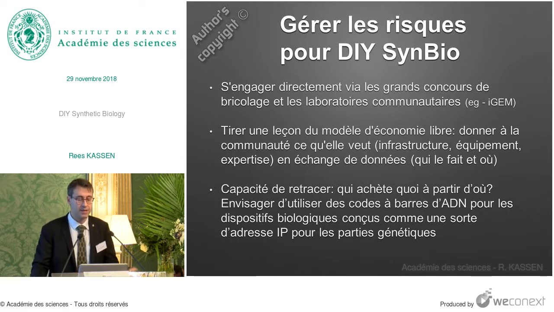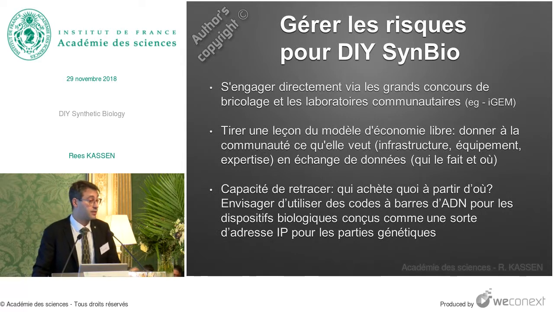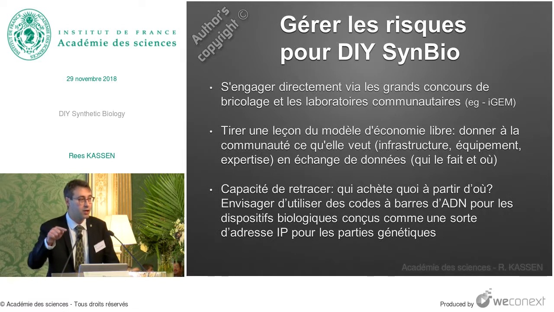But here's some thinking, just 3 thoughts that I've come up with over the last few years of thinking about this. One is engage directly with community labs and the iGEM competitions and others. And in fact, the FBI in the United States has already done this. They've assigned one of their agents to be responsible for synthetic biology, and he basically goes around and just makes friends. He's not there to do anything else other than just figure out who's there, and to make sure that they know that there's a relationship. He's building relationships. You might take a lesson from the free economy model and give the community what they want and need. Give them infrastructure, give them tools, give them expertise in exchange for some data on who's actually doing this.